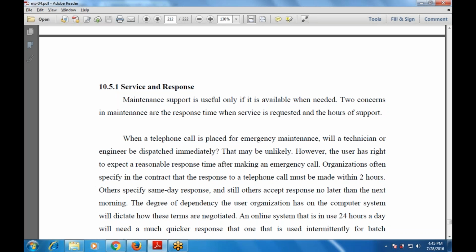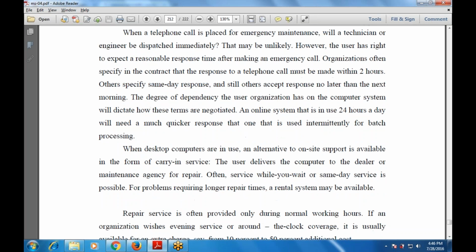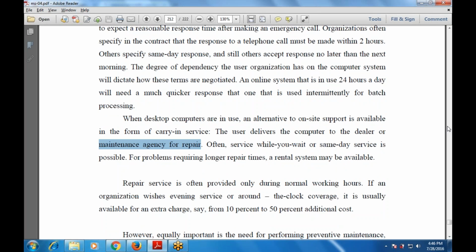So whenever we are using an online system that is available 24 hours a day, that requires a quicker response than a system used intermittently for batch processing. When desktop computers are in use, an alternative to on-site support is available in the form of carry-in service. So the user delivers a computer to the dealer or the maintenance agency for repairs, and while-you-wait or same-day service is possible. For problems that require a longer repair time, a rental system may be available.